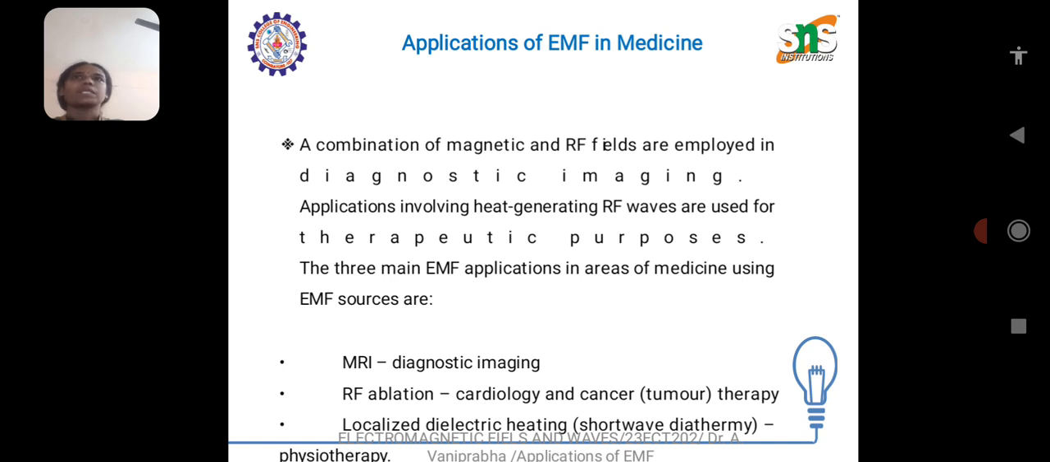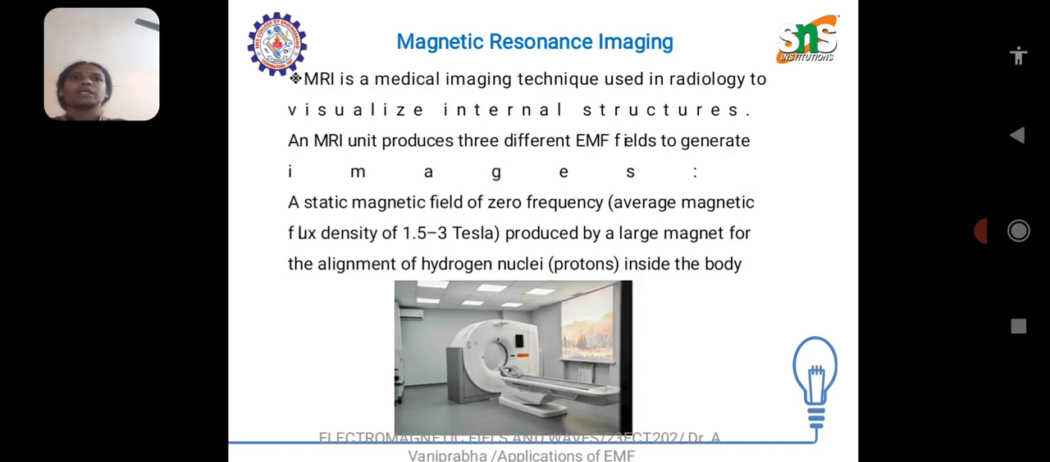MRI is a medical imaging technique used in radiology to visualize internal structures. An MRI unit produces three different EMF fields to generate images. A static magnetic field of zero frequency, average magnetic flux density of 1.5 to 3 Tesla, produced by a large magnet for the alignment of hydrogen nuclei inside the body.